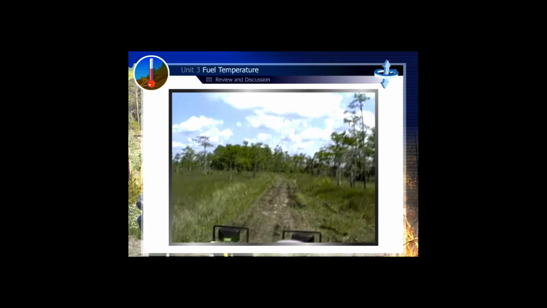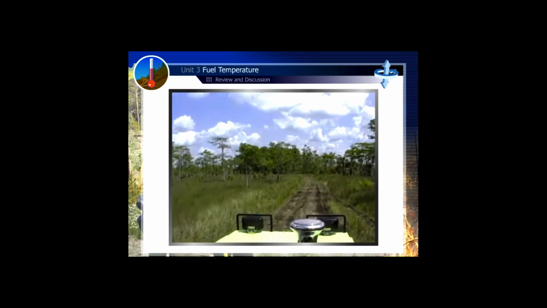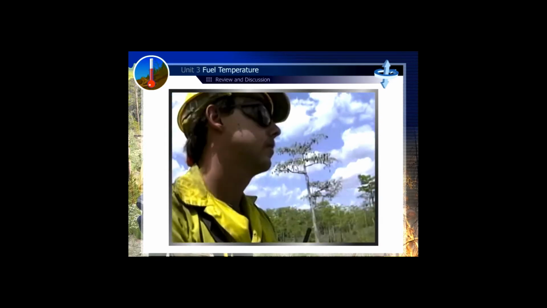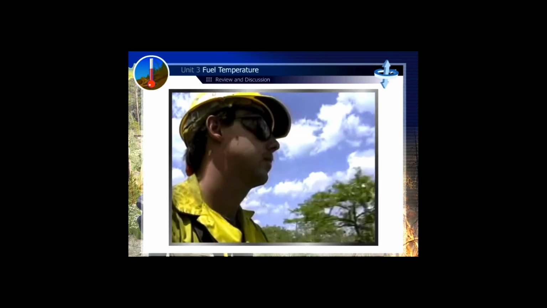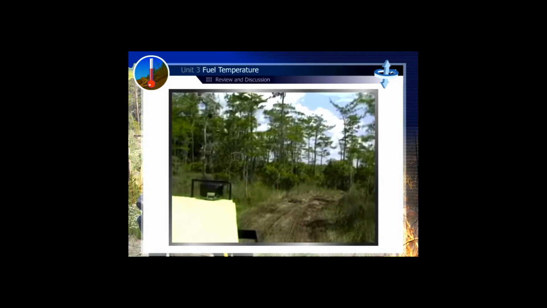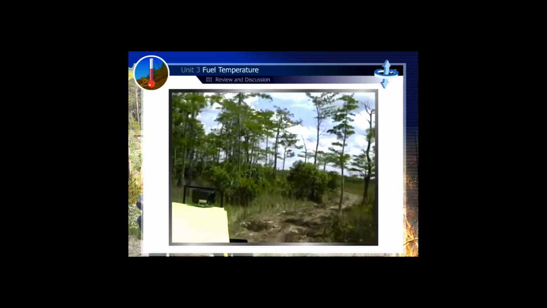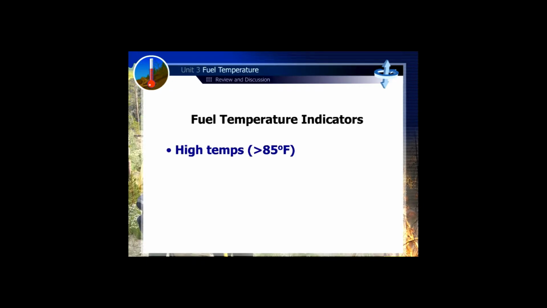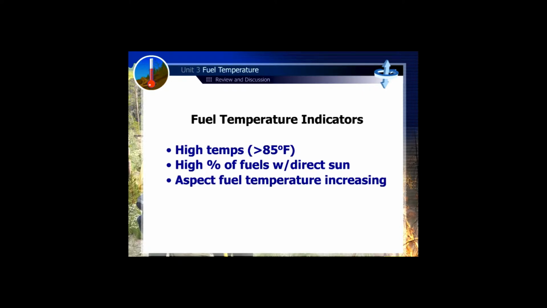When scouting the fire, look for fuel temperature indicators. Think about how these indicators may change as the day progresses. Continue building your mental model of the fire. We have just covered 3 indicators of fuel temperatures. High temperatures, normally greater than 85 degrees, a high percentage of fuels with direct exposure to the sun, and aspects where fuel temperature is increasing.